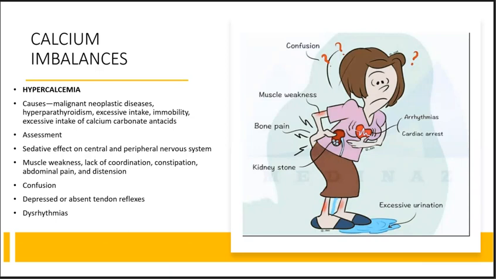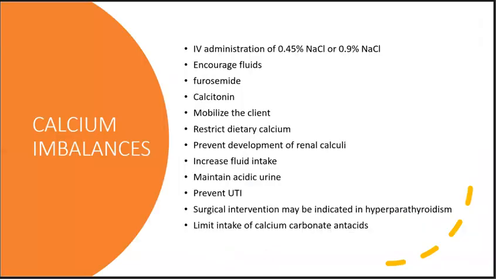So like we already said, it's usually caused by malignant neoplastic diseases. It's also caused by hyperparathyroidism, which is when the parathyroid glands create too much parathyroid hormone in the bloodstream. Again, excessive intake of calcium could cause this. Being immobile, like patients who have been admitted for long and are bedridden, they could also come down with hypercalcemia. Excessive intake of calcium carbonate antacids could also cause this condition.